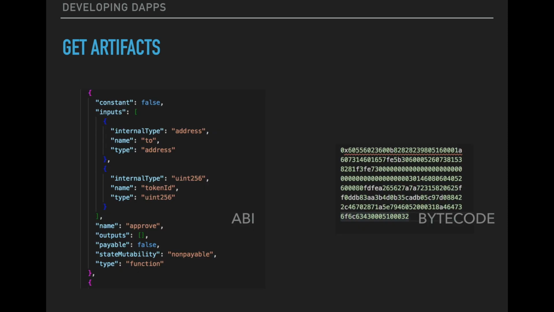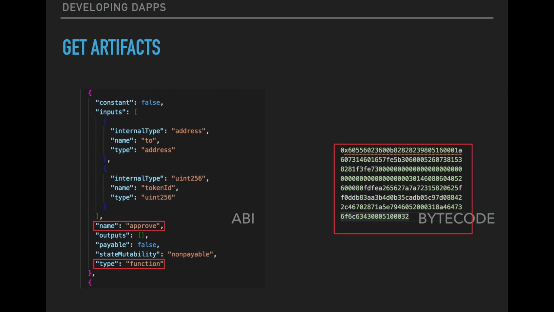This is how both look. On the left, we can see the ABI. This example is a part of an ABI. This part refers to a function in a smart contract named approve. And here come the inputs. The inputs to that function are also described in that ABI. We also have the outputs, which say there are actually no outputs for that approve function. You can see an empty array in the outputs part.